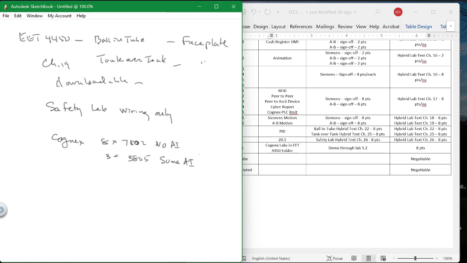But if you can go through and do the labs through 5.2, again, these labs are in the EET 4450 folder. You do lab 3, lab 4, and lab 5 to 5.2. Take a picture and you get 8 points. Takes you all about an hour and a half to 2 hours to do.